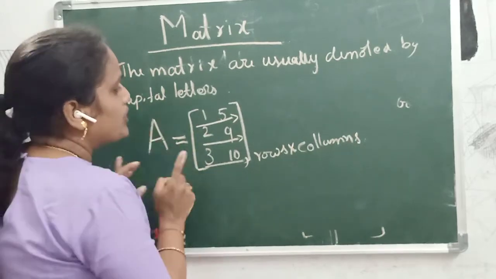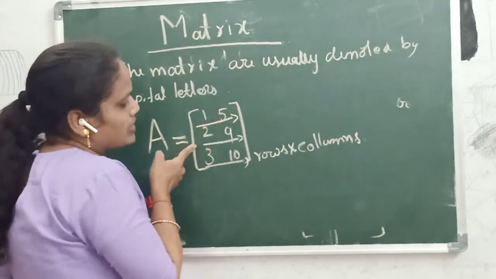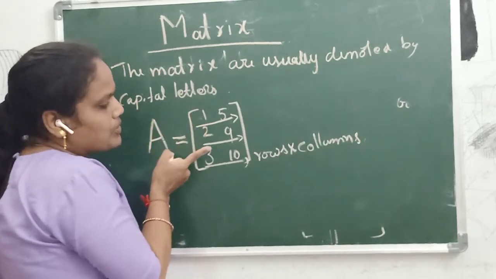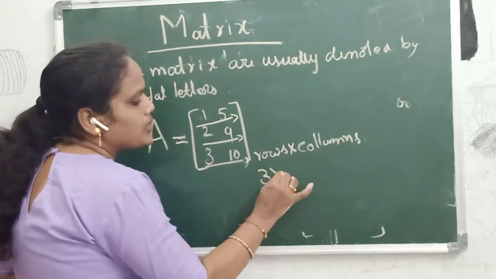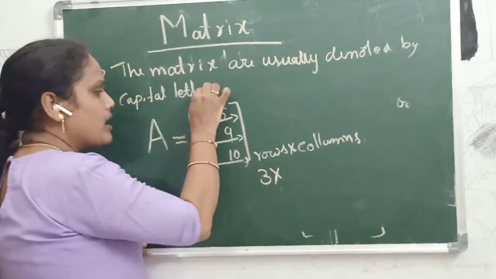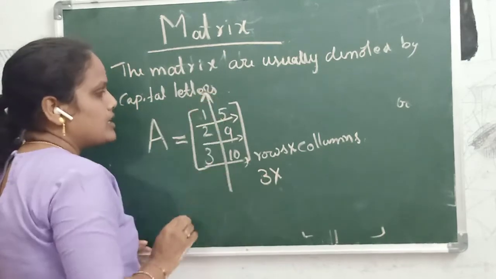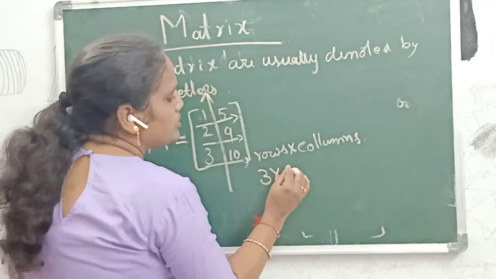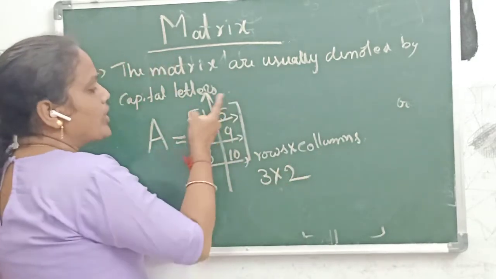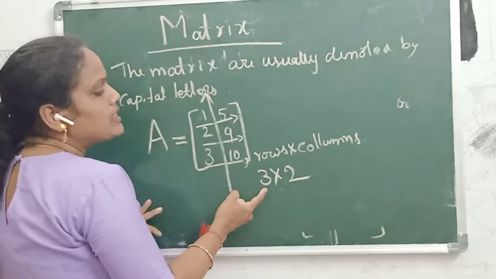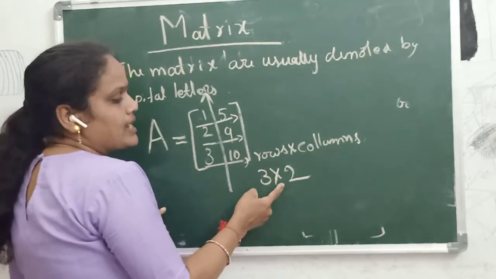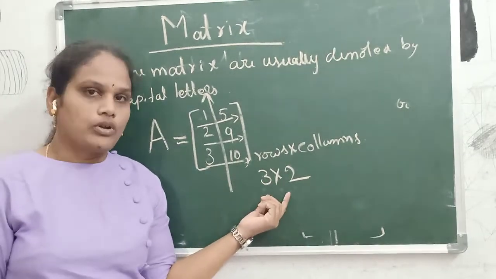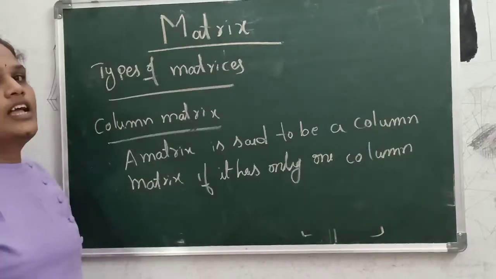So how many rows are there? First we write the rows. First row, second row, third row. Yes, 3 rows. By how many columns are there? This is the first column and this is the second column. So 2 columns. So the order of this matrix is 3 by 2. First is the rows and second is the columns. This is a 3 by 2 matrix.